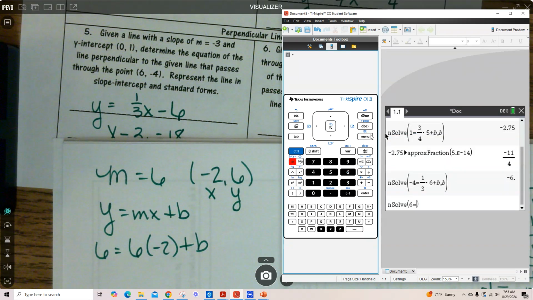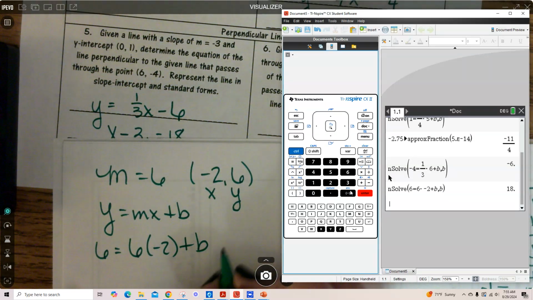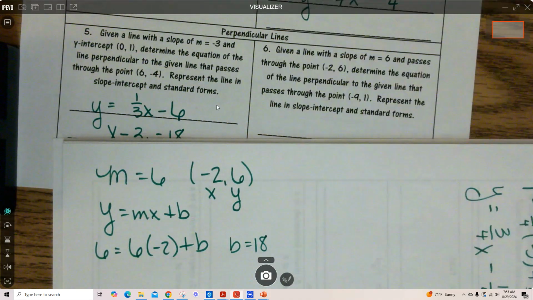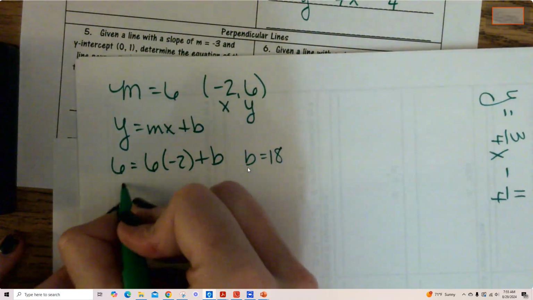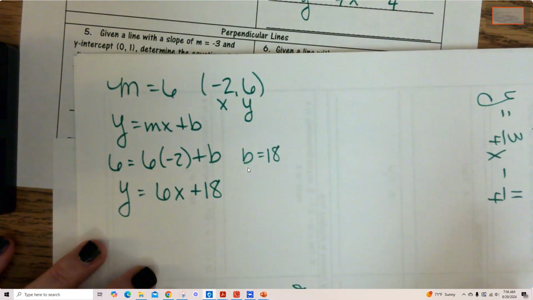All right, so 6 equals 6 times -2 plus b. Having trouble. So my b value is 18. Sorry, my brain's not wanting to look at that right. Okay. So my given line, slope is 6, y-intercept's 18.